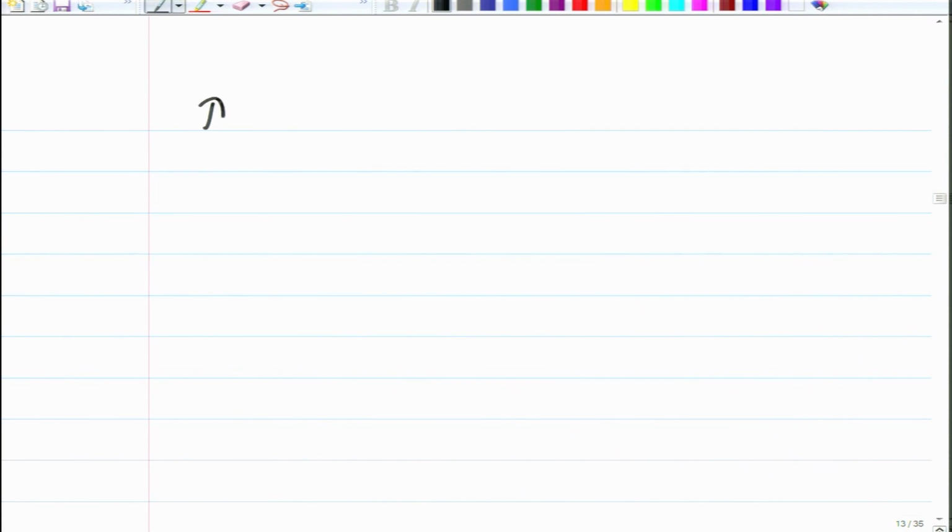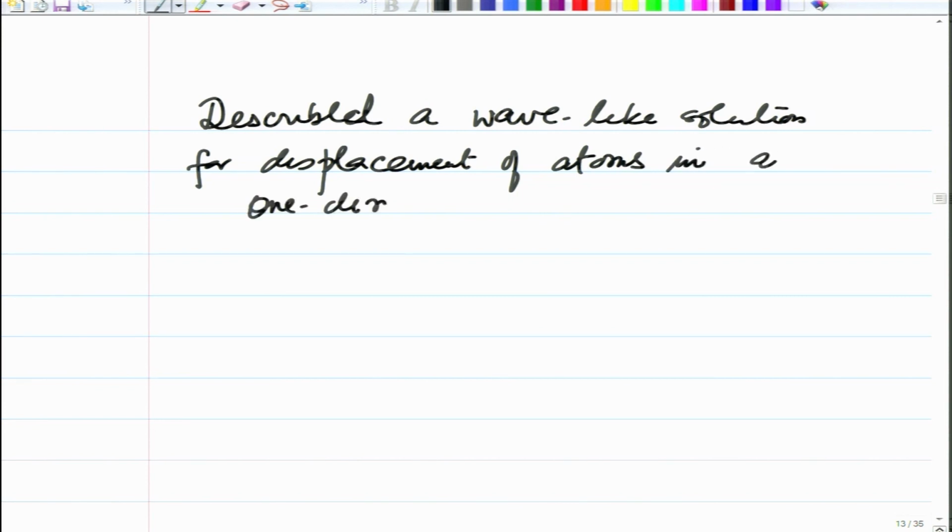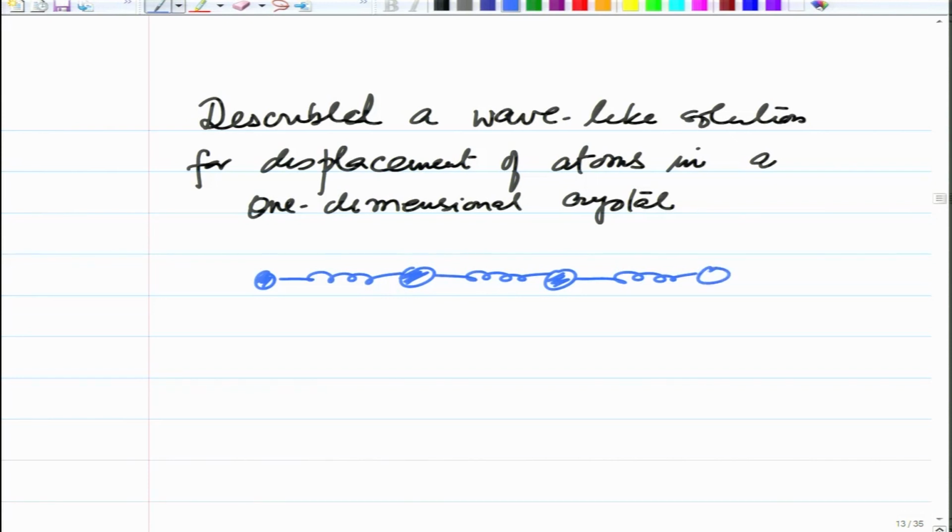In the previous lecture I described a wave-like solution for the displacement of atoms in a one-dimensional crystal, where I had identical atoms, each of mass m, interacting only with nearest neighbors through a spring-like force, with the force constant being given by c.